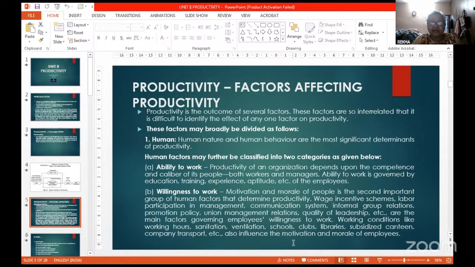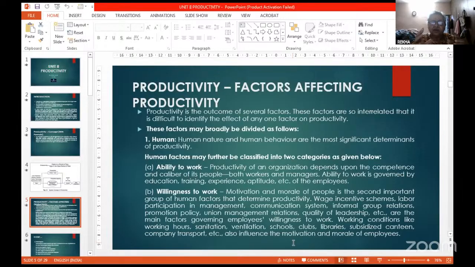So what are the factors affecting productivity? Productivity is the outcome of several factors. These factors are so interrelated that it is difficult to identify them. It is not the effect of only one or two factors. There are a number of factors. Like for example, what is your productivity? Some things are being input by your parents, by your teachers. There are so many factors that will decide what will be your ultimate result. So similarly, in any operations also, productivity will depend upon many factors.